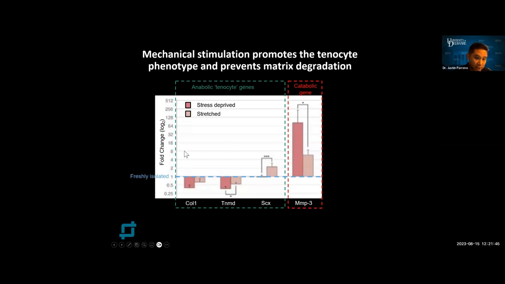With regard to gene expression, if you stress deprive tendons, you again see a decrease in collagen type 1. Another tenogenic molecule, tenomodulin, is reduced. Scleraxis is unchanged, but what you see is a quite drastic increase in the production of a catabolic gene, matrix metalloproteinase 3. And if you apply stretch, this represses the decrease in collagen type 1 and tenomodulin. This increases scleraxis production and decreases the expression of matrix metalloproteinase 3. So again, here, applying stretch is favorable and it prevents matrix degradation.